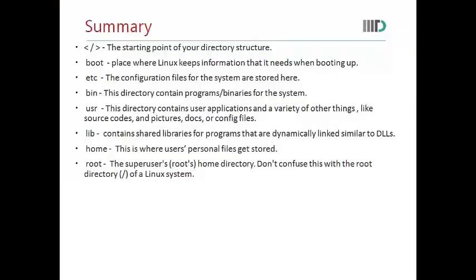Root directory. It is the starting point of a directory structure. Boot, place where Linux keeps information that it needs when booting up. etc directory. The configuration files for the systems are stored here. Bin directory. This directory contains program binaries for the system. User. This directory contains user applications and a variety of other things like source code, pictures, docs, or config files.